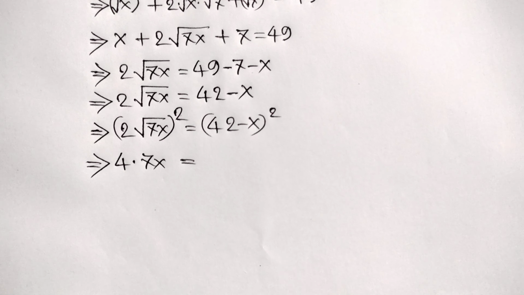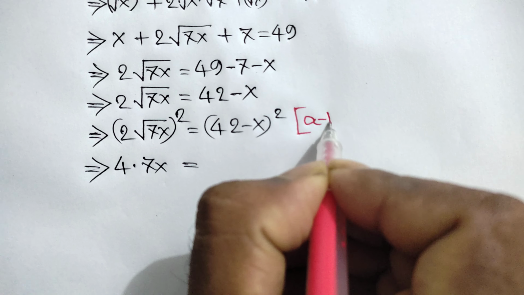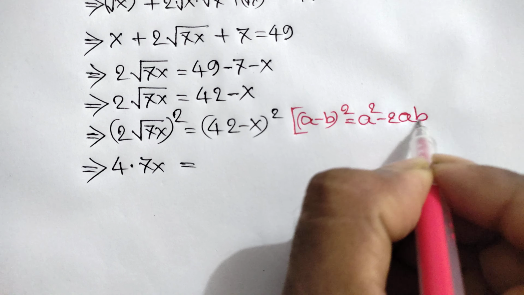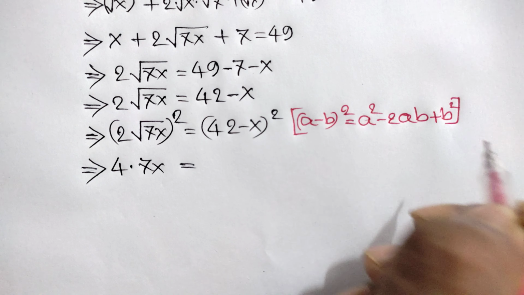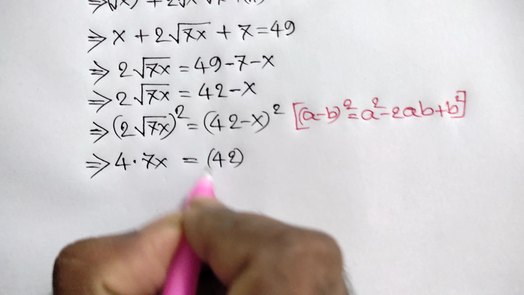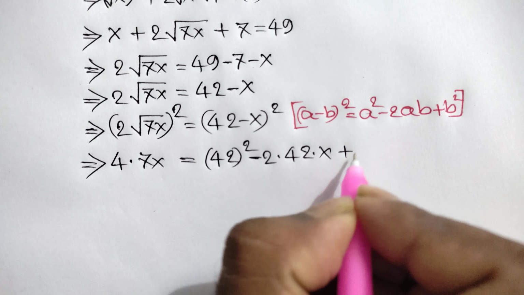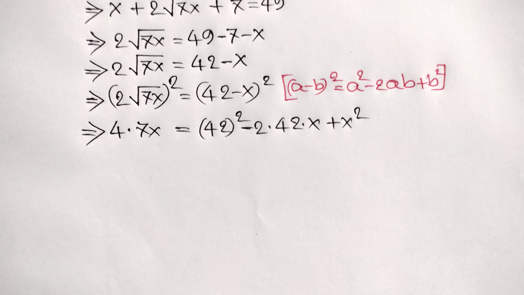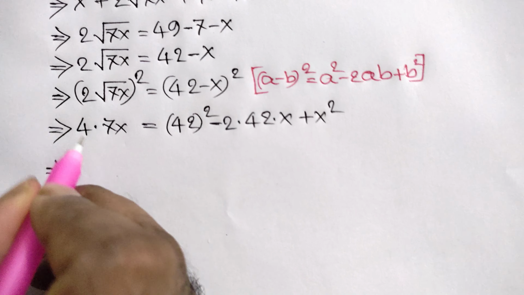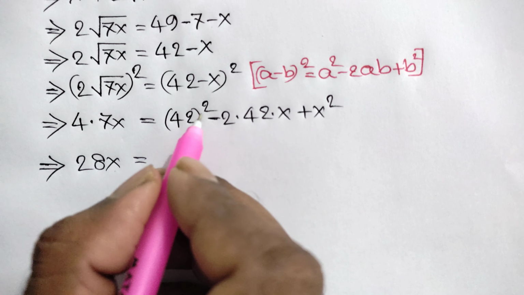We know an algebraic formula: a minus b whole square is equal to a square minus twice ab plus b square. Now apply this formula here. We can write 42 square minus 2 times 42 times x plus x square. 4 times 7 is 28, so here we will get 28x is equal to 42 square.